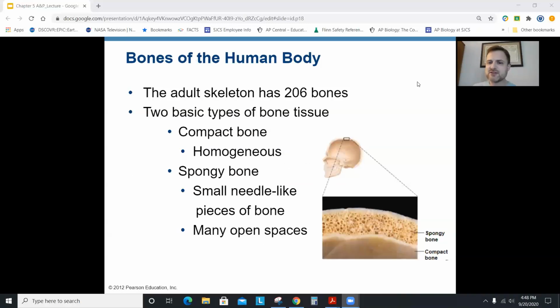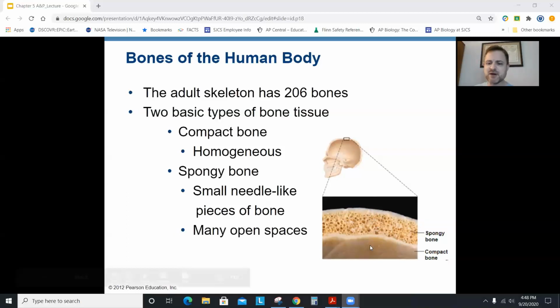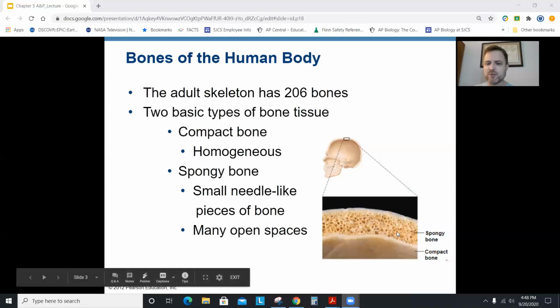The adult skeleton has 206 bones, so you can classify the types of bone tissue into two types. There's compact bone, and this is a cross section of a bone of your skull. Compact bone would be at the top or the bottom, looks very homogeneous, looks like the same material throughout, although really it's not. And then you have spongy bone, which has these big open spaces.